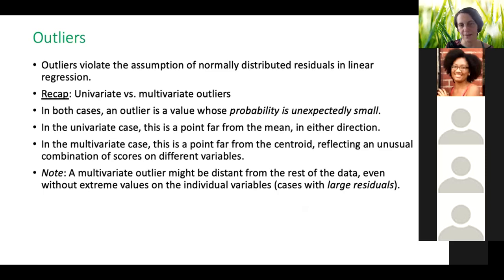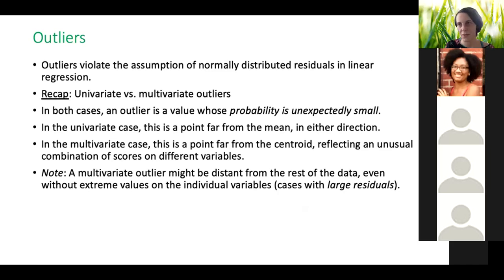And in both cases, no matter whether we're talking about univariate outliers or multivariate outliers, an outlier is a value whose probability is unexpectedly small. So that is what characterizes an outlier: a value with an unexpectedly small probability.